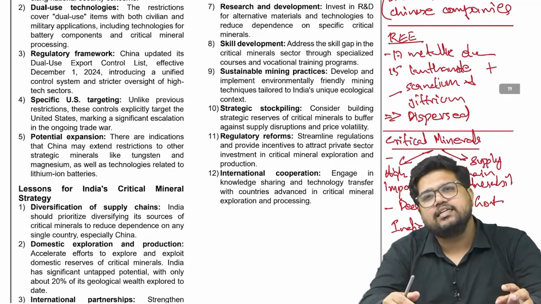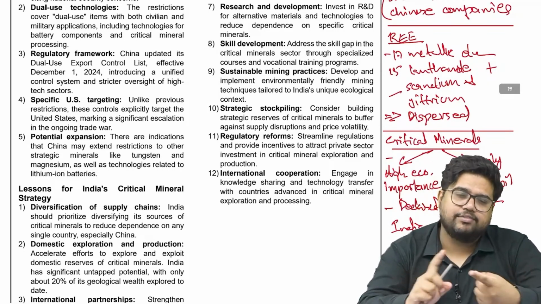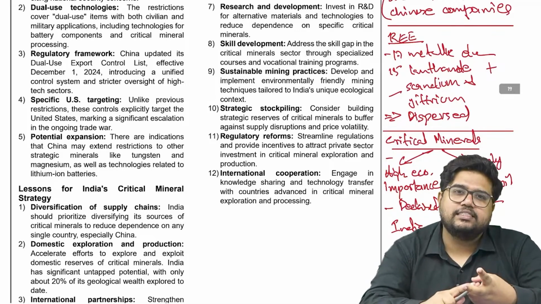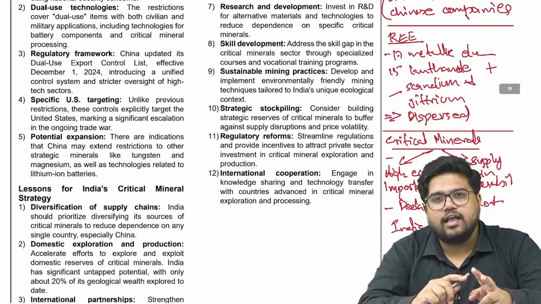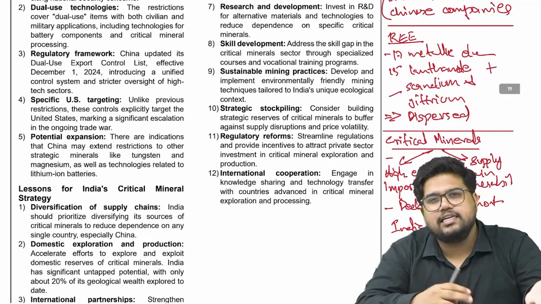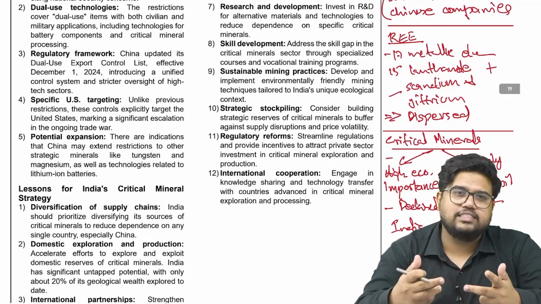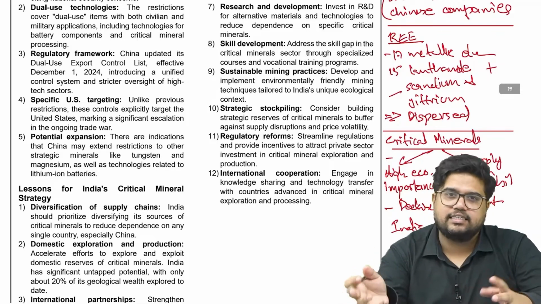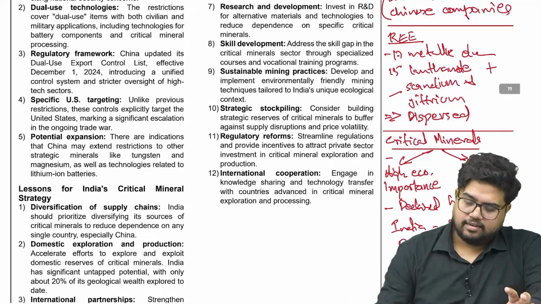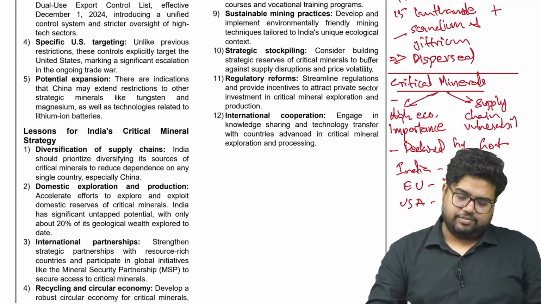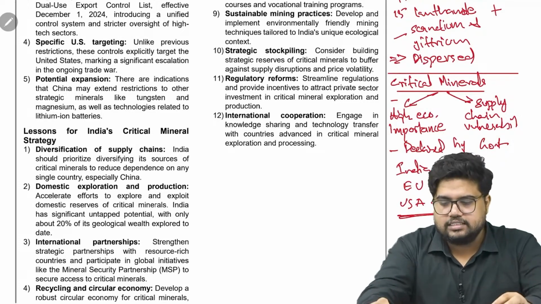Whereas critical minerals are defined by two aspects. The first aspect is high economic importance, and the second aspect is supply chain vulnerability. And this is declared by the government, and any particular element which qualifies this criteria can be defined as a critical mineral. Currently, 30 to 50 countries have defined critical minerals in this context.